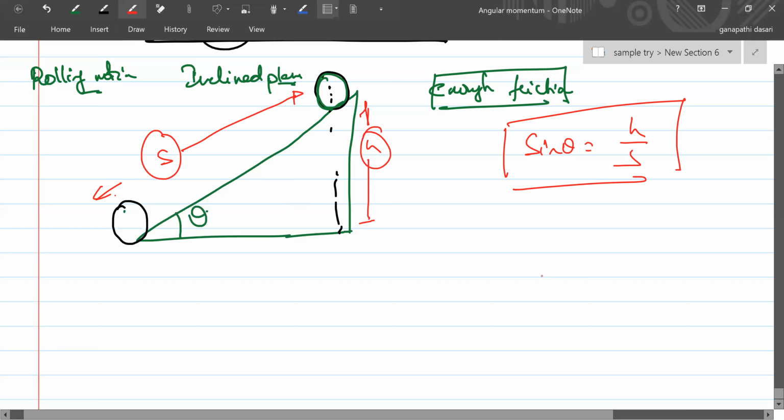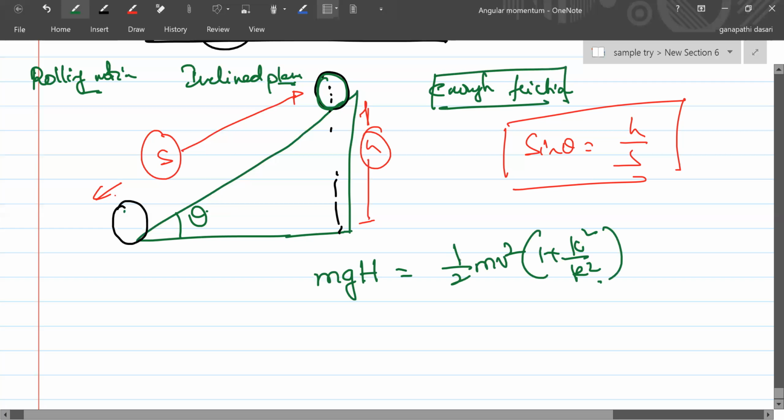Okay. Now for this body, the potential energy is converted into total kinetic energy. That is, mgh when it reaches the bottommost point is equal to half mv square into 1 plus k square by r square. Got it? M cancels. So velocity v is equal to root 2gh; generally we get root 2gh if a single particle is coming, but because it is rotating, the velocity will be root 2gh by 1 plus k square by r square. Got it?